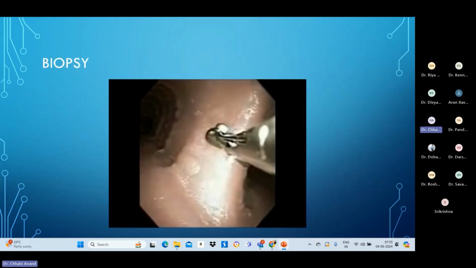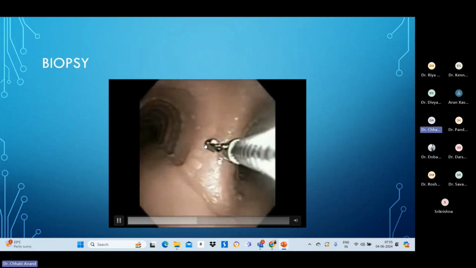This is a video showing how they are taking the biopsy.